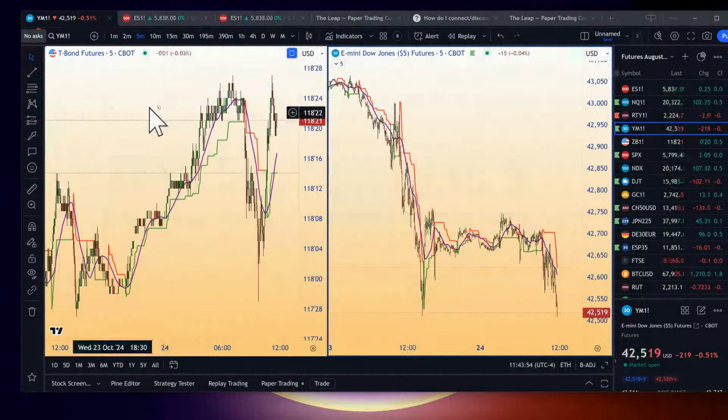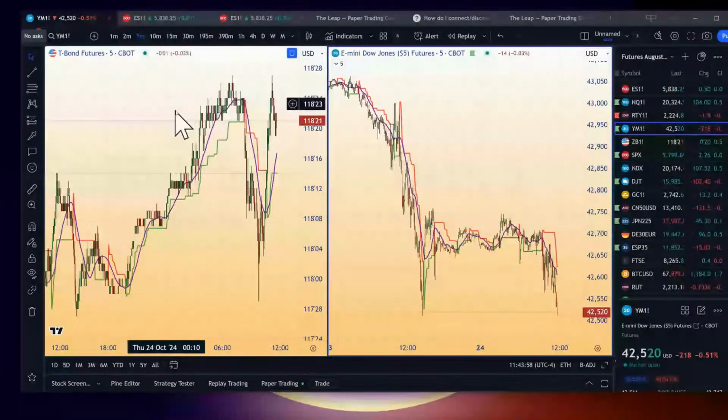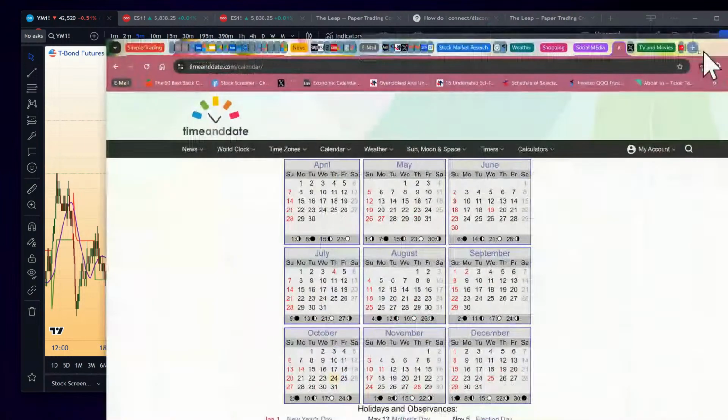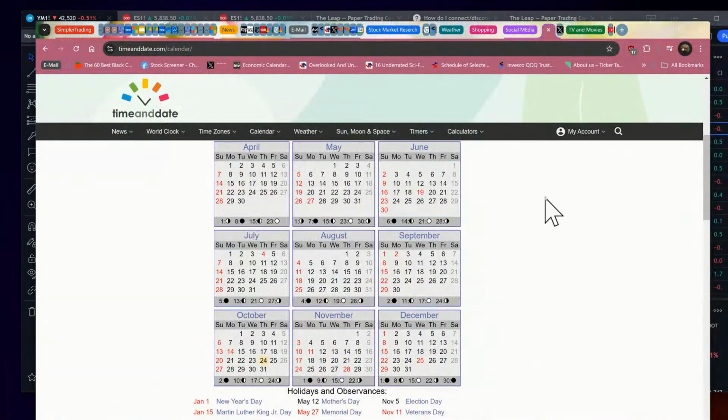Now, getting back to it, where do I think markets can go? Well, this is the big kahuna next week. I want you to look at the calendar. Why am I showing the calendar? Because at the end of the month, there are the 50-50 funds.